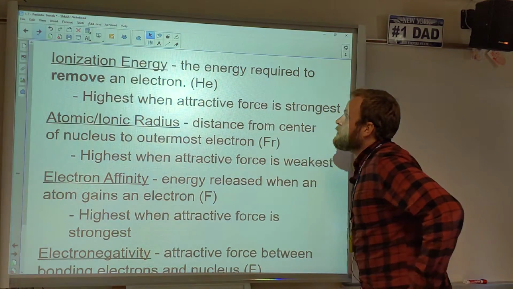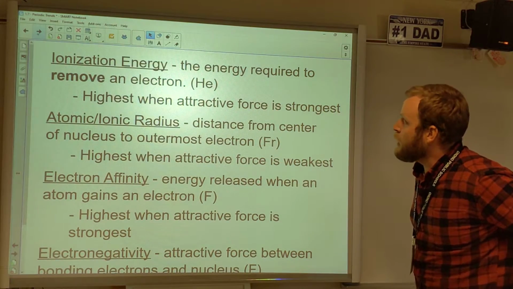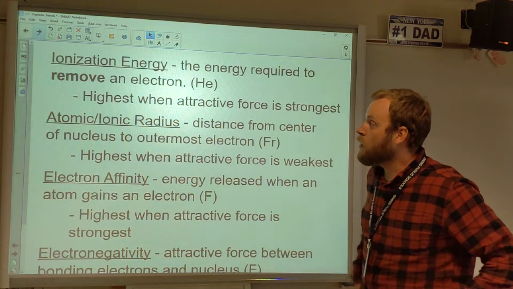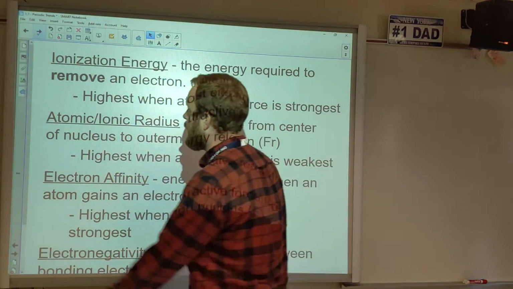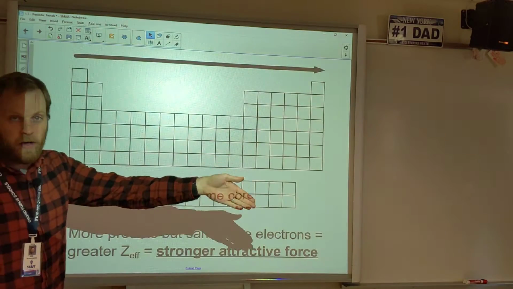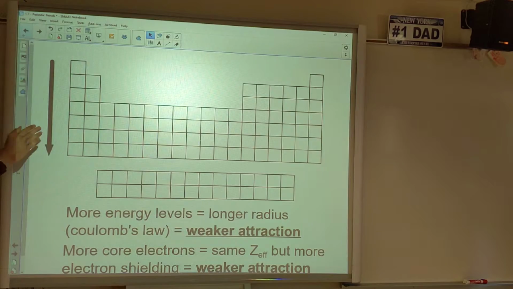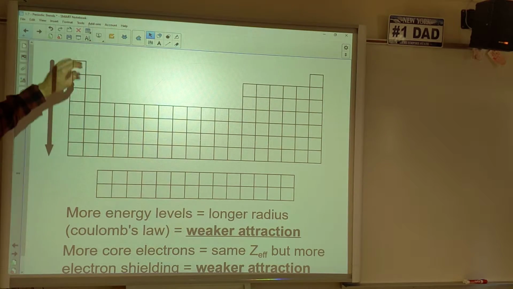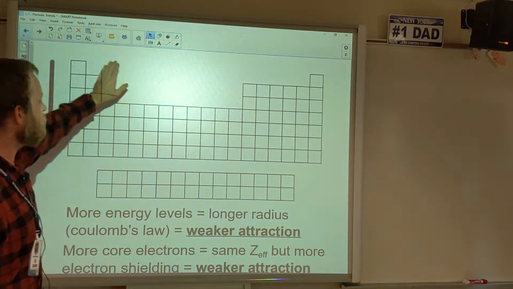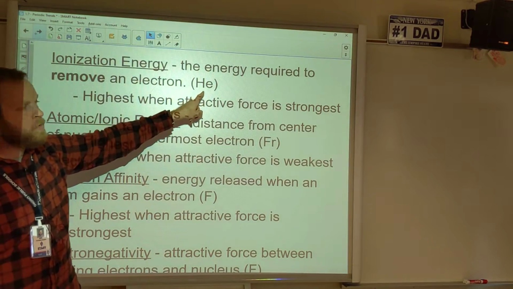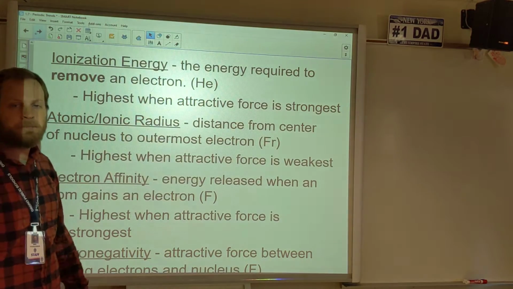Ionization energy is the energy required to remove an electron. This is the highest when the attractive force is the strongest. So where is the attractive force the strongest? Well, to the right of the periodic table, so these should have the highest ionization energies, and to the top of the periodic table, so these should have the highest ionization energies. That means the absolute highest ionization energy is up in the right-hand corner, helium.